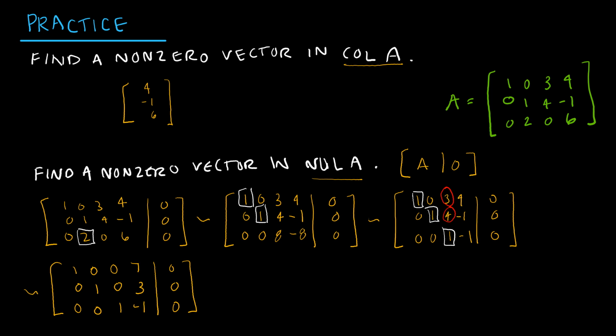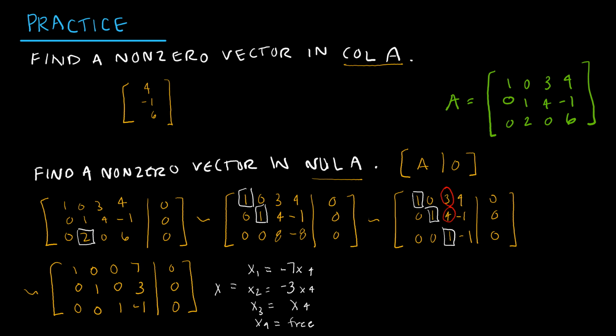So what am I going to do from here? Well, I know that my solution is that x1 is equal to -7x4, and because obviously x4 is my free variable, that's the only one I should have here. And then x2 is equal to -3x4, and x3 is equal to 1x4, and x4 is free.